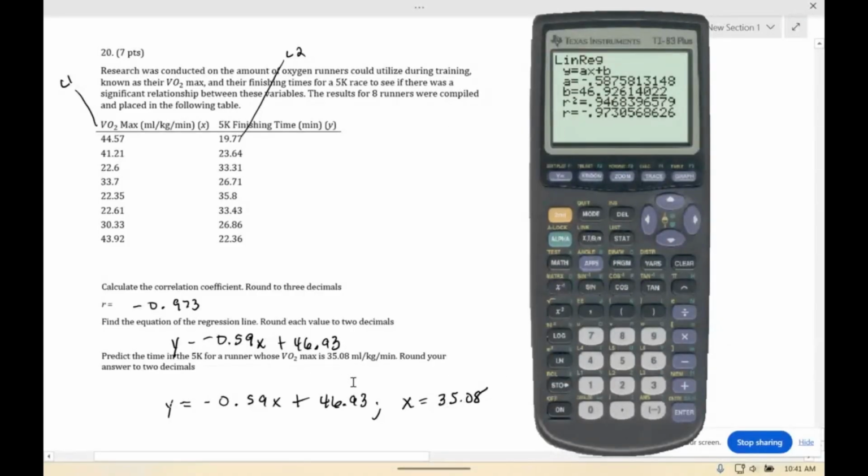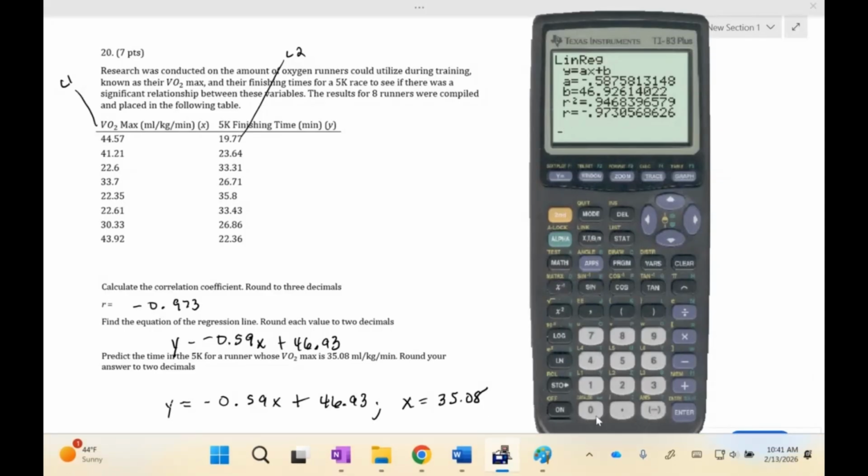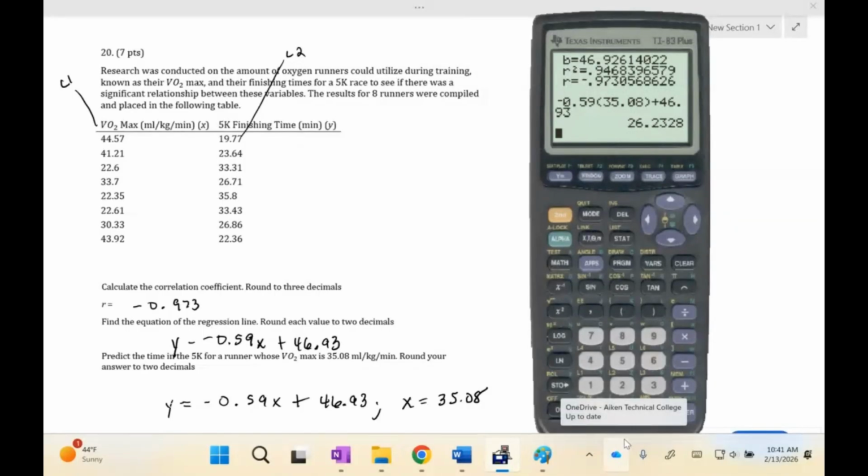So I'm simply going to put all of that in the calculator. So I have negative 0.59 times x, which is 35.08, plus 46.93. And we have a finishing time of 26.23.